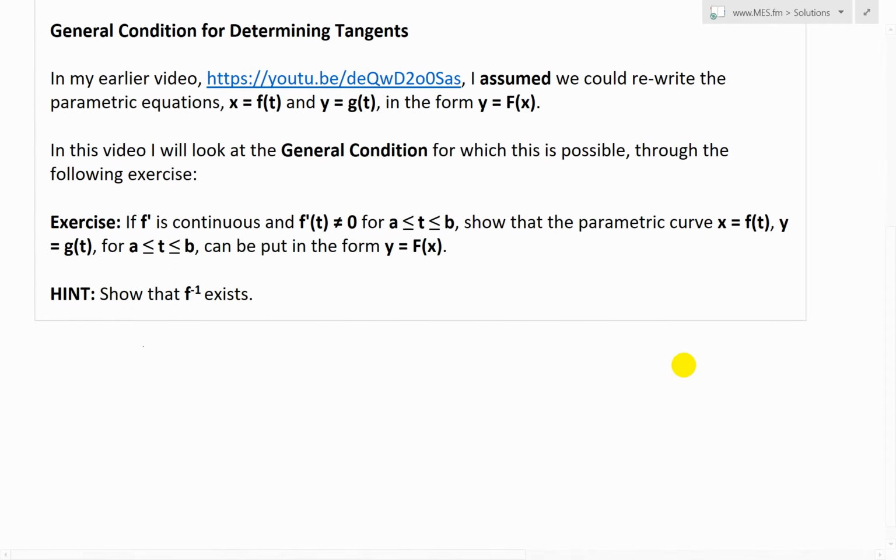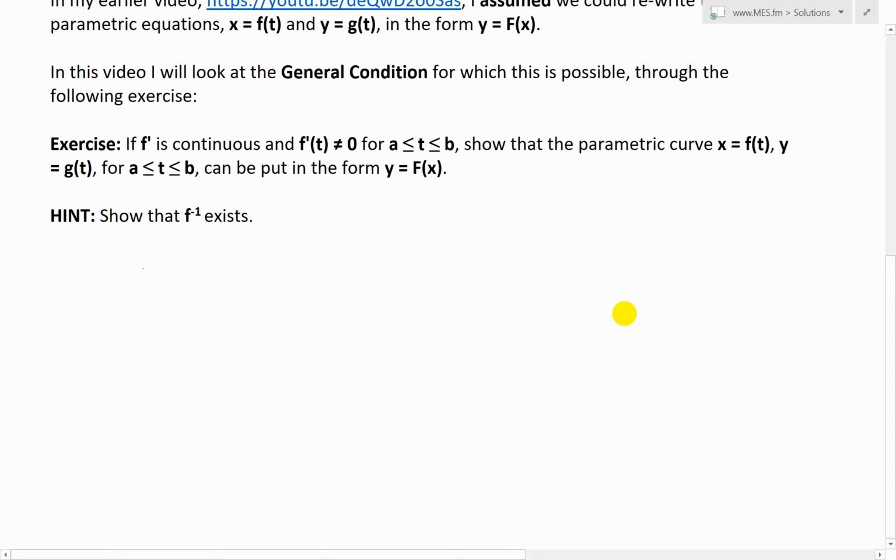So let's jump over here. In this video, I will look at the general condition for which it is possible to eliminate the parameter, through the following exercise. The exercise states: if f prime is continuous, and recall that it can't equal 0, and f prime of t is not equal to 0 for t between a and b, show that the parametric curve x equals f of t, y equals g of t, for t between a and b, can be put in the form y equals f of x.